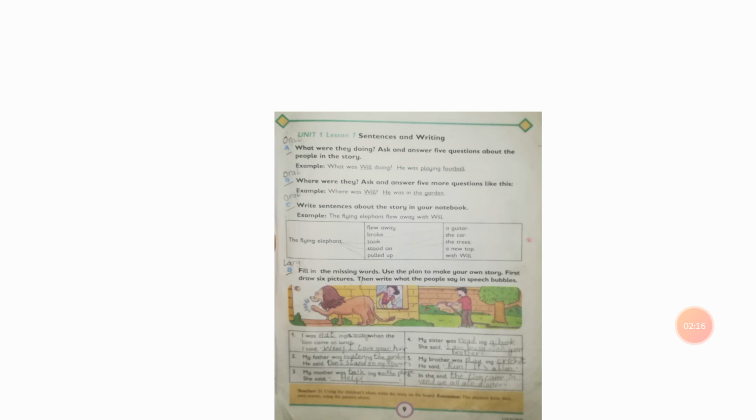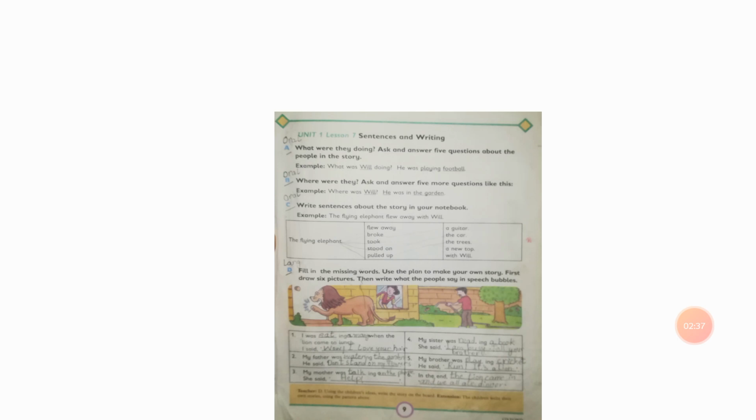Example: where was Will? He was in the garden. Where was Will's mother? She was in the kitchen. Where was Will's father? He was in the living room. Where was Will's brother? He was in his bedroom. Where was Will's sister? She was in her bedroom.